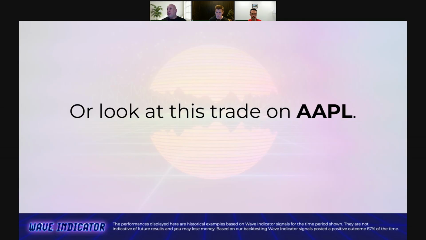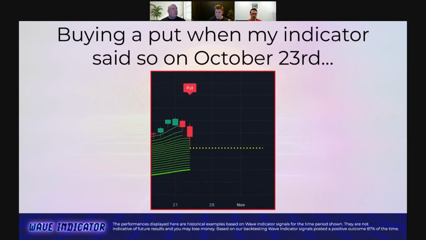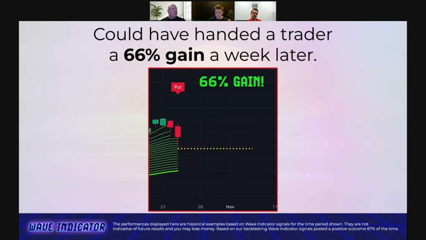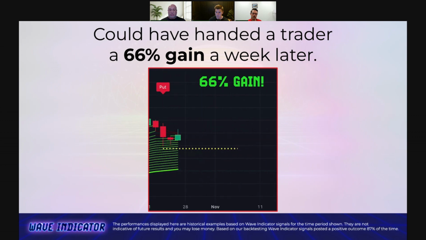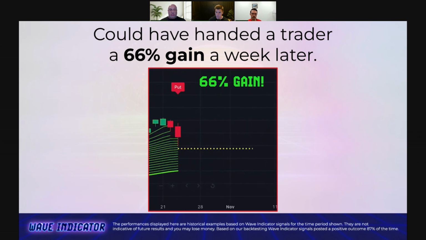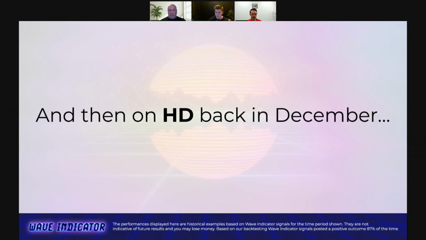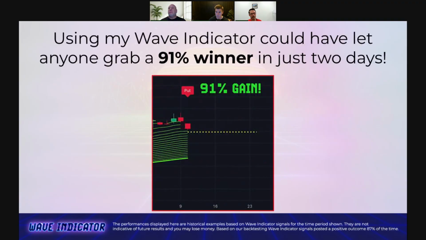Look at this trade on Apple. Buying a put when my indicator said so on October 23rd could have handed a trader a 66% gain just a week later. And then look at HD, Home Depot, back in December. Using my wave indicator, anyone could have grabbed a 91% winner in just 2 days.